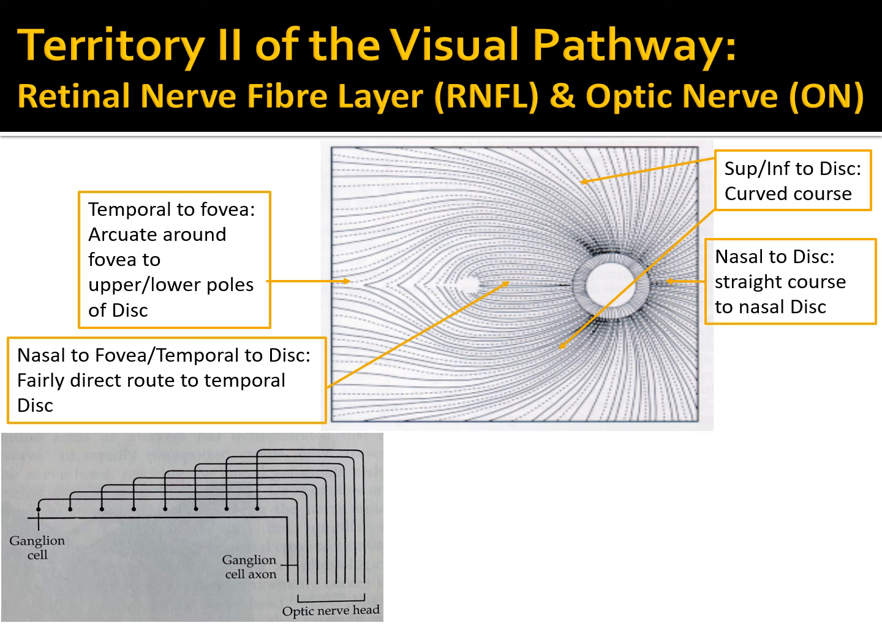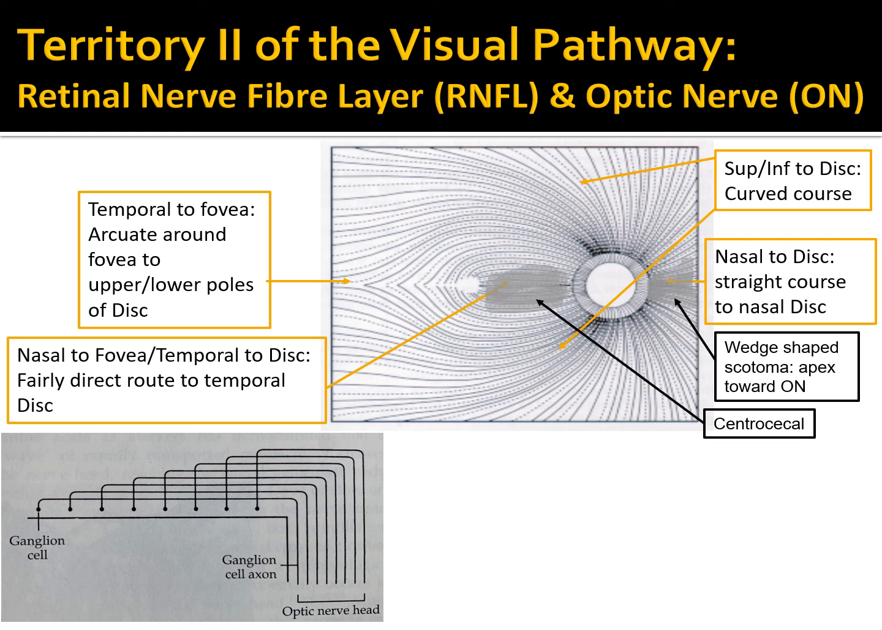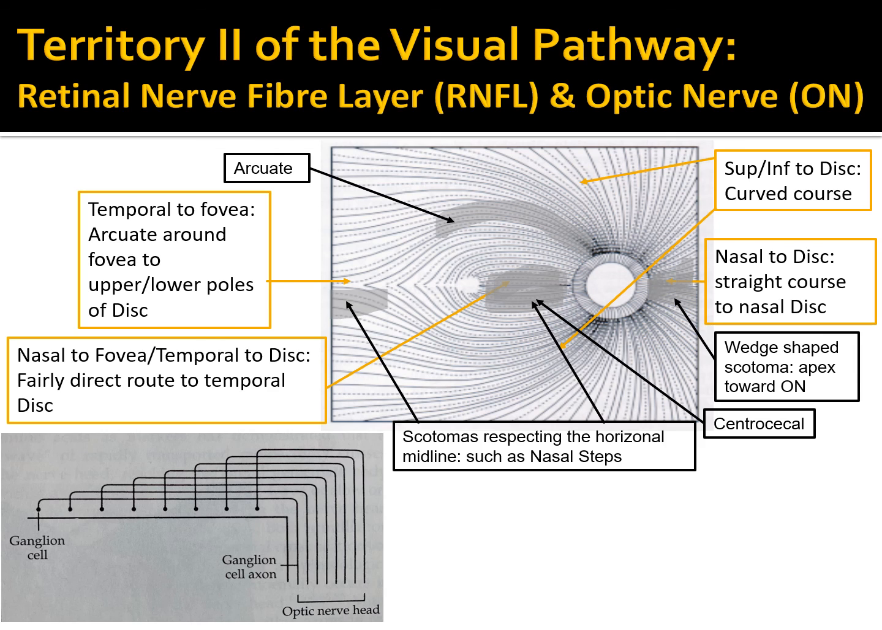So field losses aren't always necessarily perfectly arcuate. You can have a wedge shaped with the apex at the optic nerve. You can have centrocecal, but certainly there's the classic arcuate again because it's well, I'll come on to that. And then you can have the nasal step.